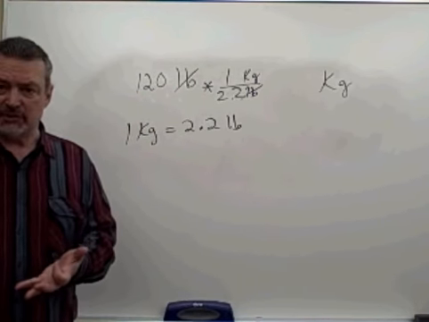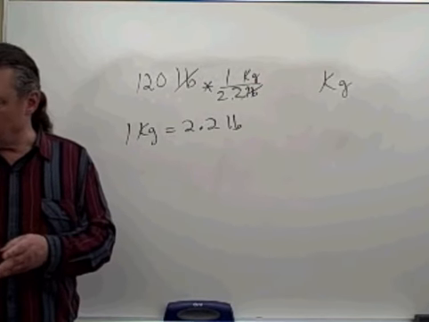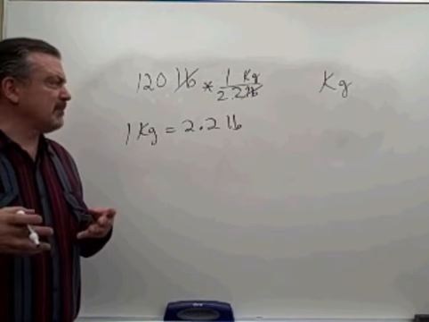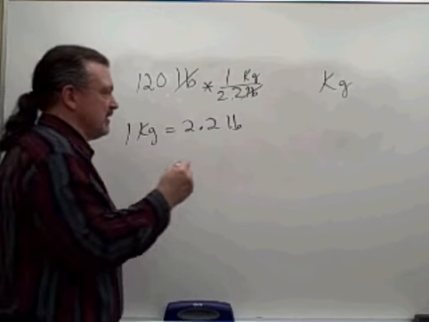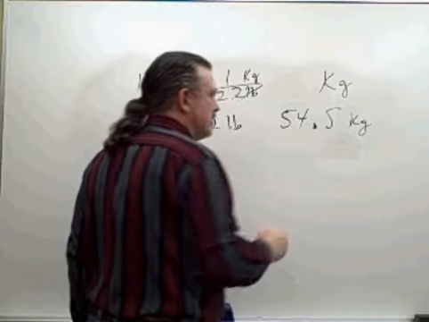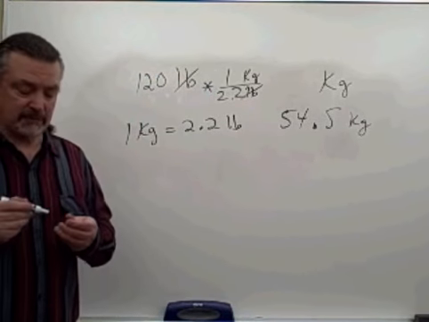Now, when you do that division, you get a repeating decimal. It comes out to 54.545454. And it would probably be appropriate to round that to the nearest tenth. So that would be 54.5 kilograms is the same measurement of weight as 120 pounds.